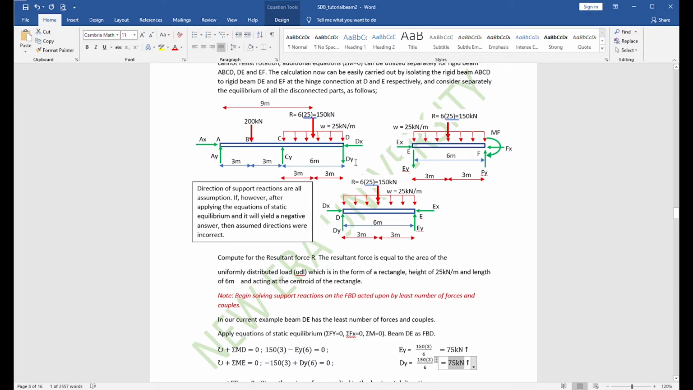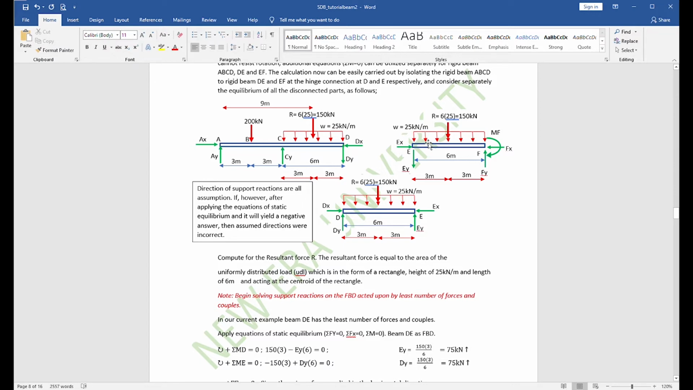Alam kasi natin ang DY is equal to 75. Alam din natin EY is 75 din. So, since there's no horizontal load applied on the beam, ito kasing AX at saka DX ay 0, kaya dalawa na lang ang pwedeng unknown natin dito sa free body diagram ABCD. Ganun din dito sa free body diagram EF. Dalawa na lang ang unknown, MF and FY, kasi yung EY na-solve na natin, that is equal to 75 kN from free body diagram DE.